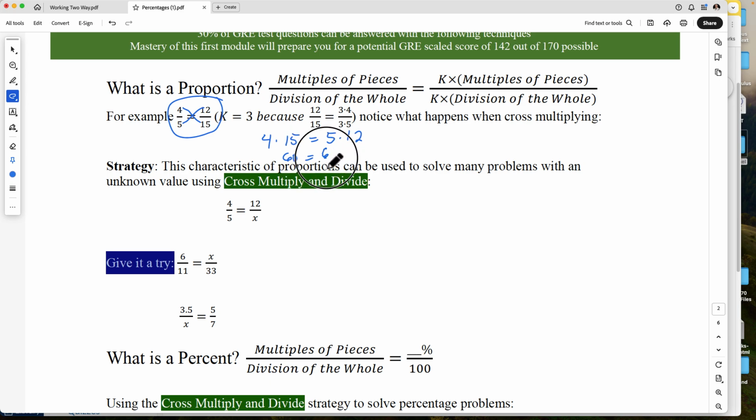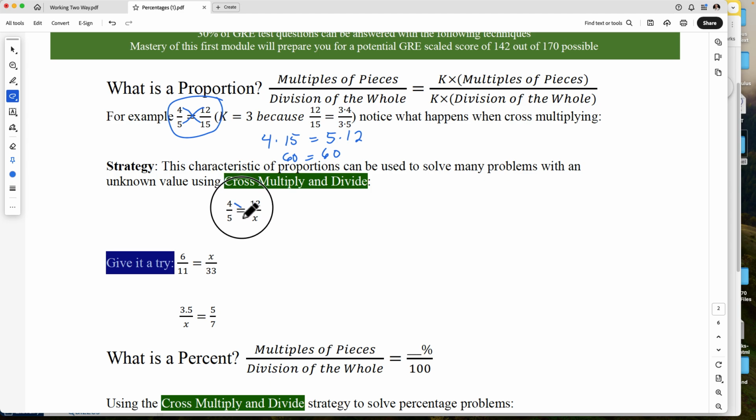5 times 12 is 60. Okay. And so that works with every two fractions that are equal to each other, proportion. And that's what we're going to work with. So here it is with sort of a missing piece. We have an x. We don't know what that is. We do, but we'll pretend we don't.